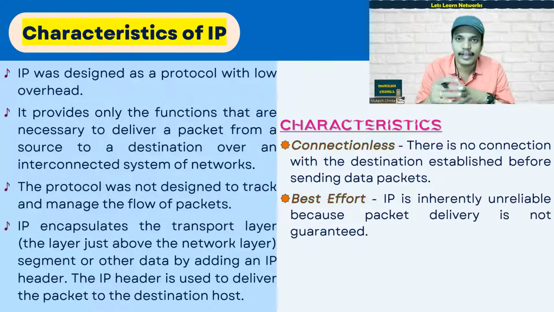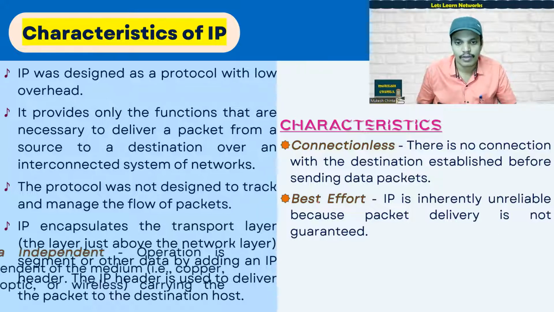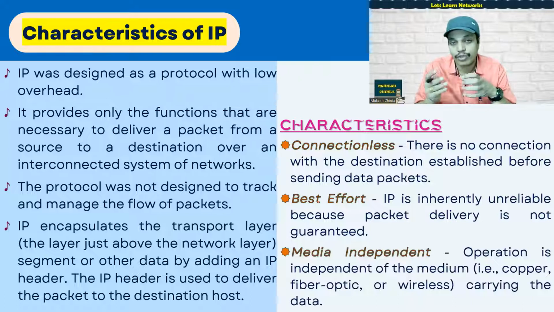IP does not guarantee you the delivery of data to the destination. It will accept the packets, and based on the destination address, it will try to find a route to the destination if one exists. So IP is inherently unreliable because packet delivery is not guaranteed. So we call it a best effort service. The third characteristic, the most important one, is media independent.